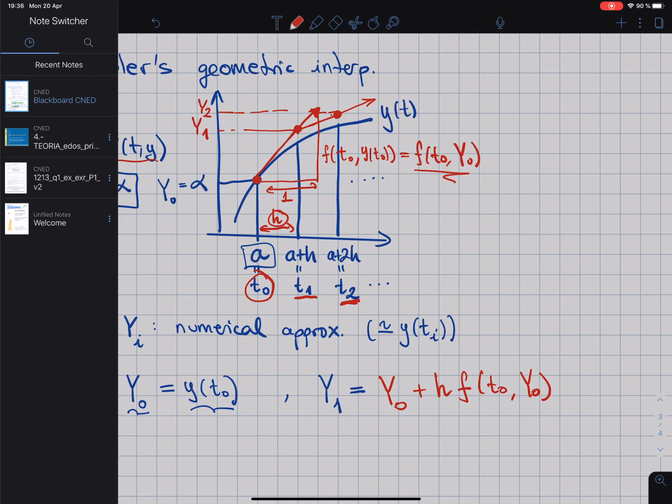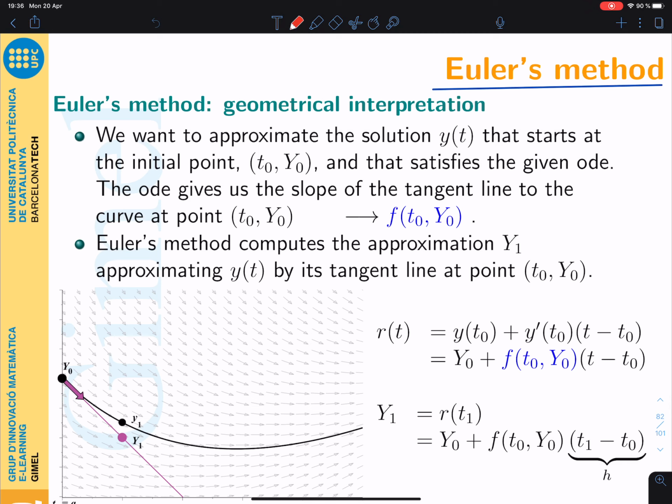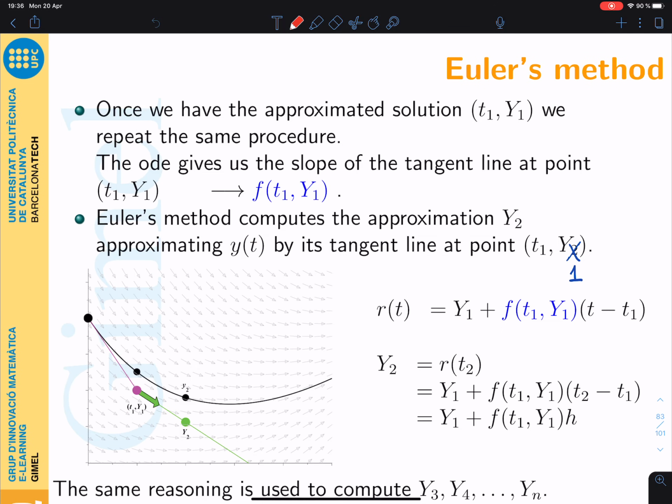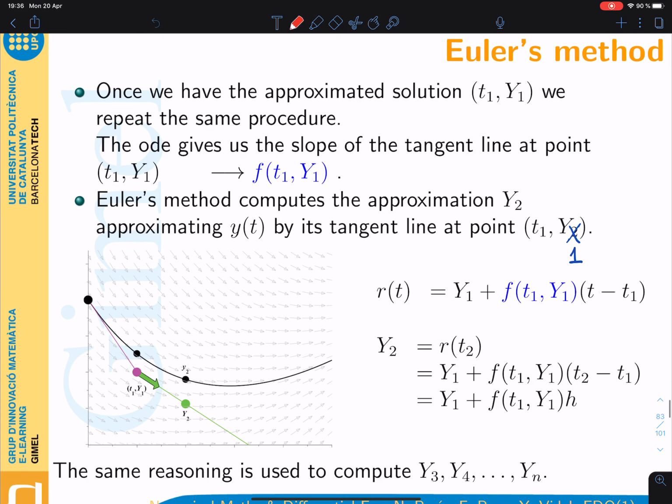You know that my drawings are not very good, but I wanted to explain it as I do in the blackboard when we are together in the lectures. So this is what is explained in this slide, okay? This is how we advance from one point approximation to the next approximation. I have explained the geometric interpretation.